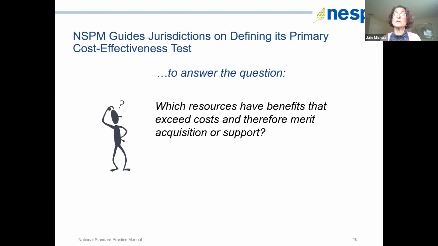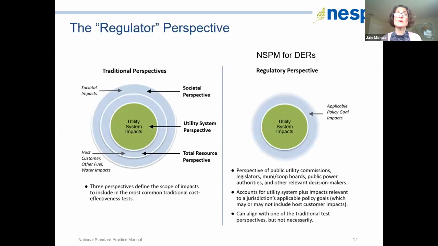Furthermore, just to consider here, secondary tests may be useful to complement a primary test if a jurisdiction is looking to address situations where there might be, for example, marginally cost-effective resources or inconsistent policies across different DER types that need to be addressed and looked at with a different lens, or understanding the implications of achieving certain policy goals, as well as prioritizing investments in DERs.